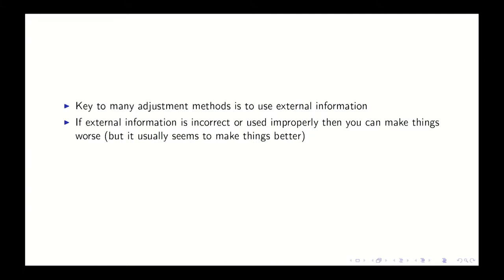So if this external information is wrong, or if the modeling assumptions you make are wrong, then you can make things worse when you try to do these adjustments. But I would say in practice, it usually seems to make things better. I'm not sure everyone would agree with this part, but in a lot of examples that I've seen, even if these kinds of adjustments don't completely solve the problem, they usually make it less bad of a problem.